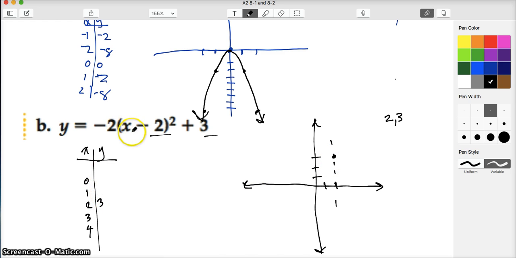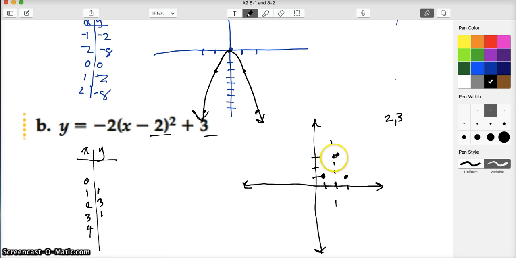If I plug in 1, 1 minus 2 is going to give me a negative 1. Negative 1 squared gives me a positive 1. Positive 1 times negative 2 gives me a negative 2. Negative 2 plus 3 gives me a positive 1. So then my answer is down here, right? I got positive 1. Out 1, down 2. You see what I'm saying in terms of the shape? And then we have the same thing over here because I'm exploiting symmetry. So I got a 1 here and a 1 here.